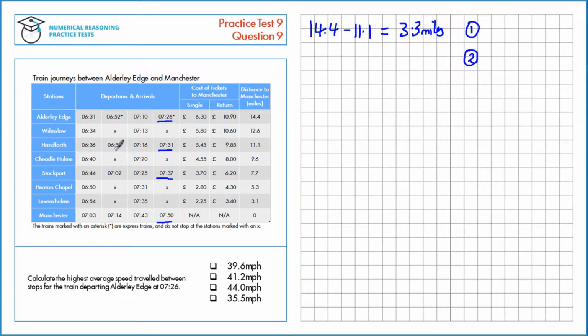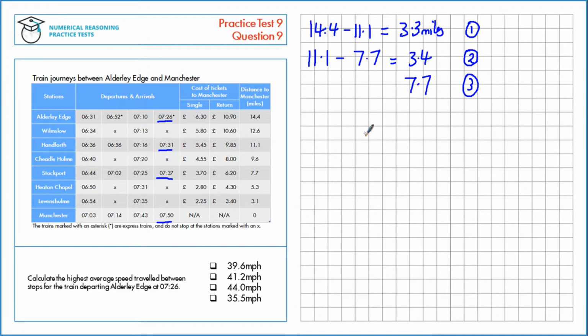Similarly, we have Handforth to Stockport and Stockport to Manchester, which are the second and third parts of our trip. For Handforth to Stockport, it's 11.1 miles to Manchester, subtract 7.7 miles for Stockport, which is 3.4 miles. And similarly for Stockport to Manchester, we just have 7.7 miles.